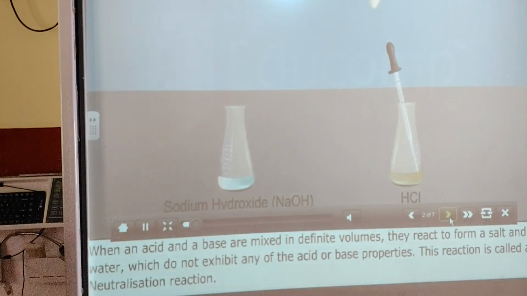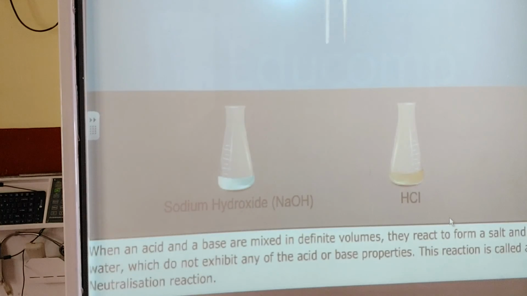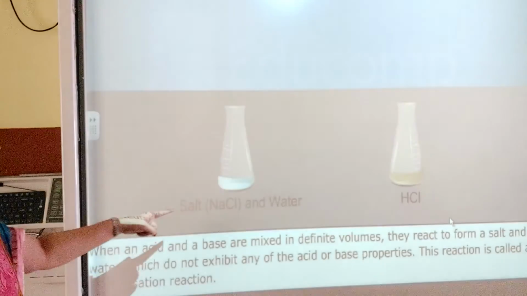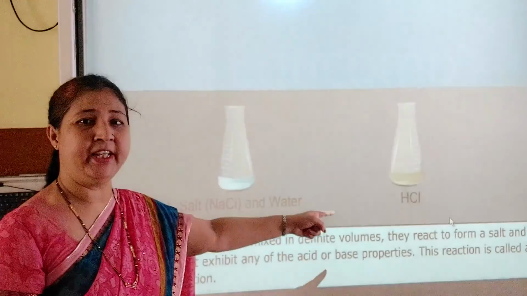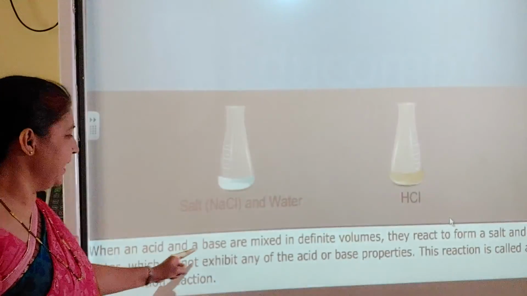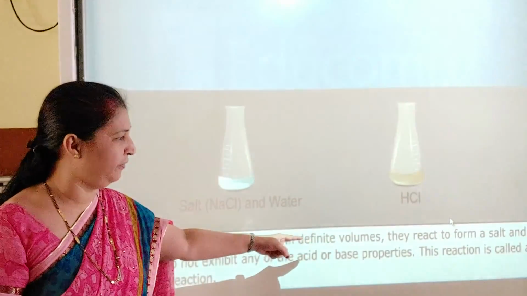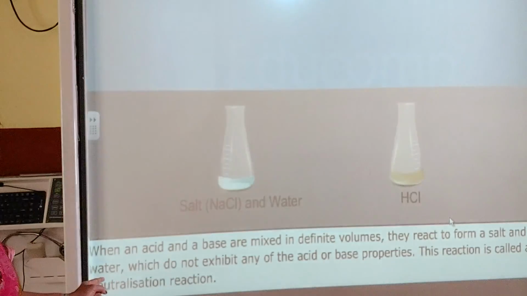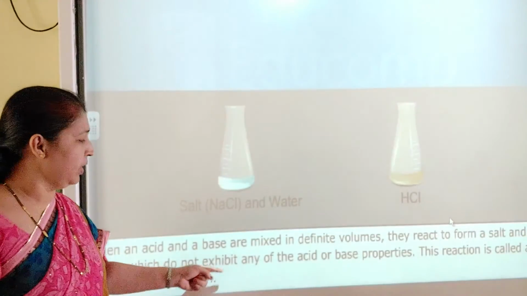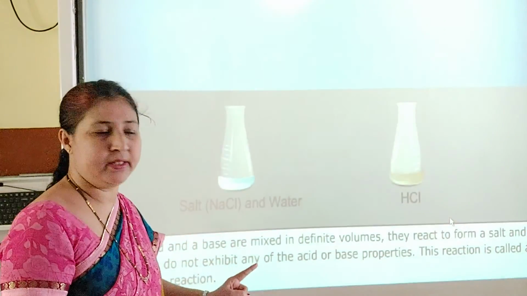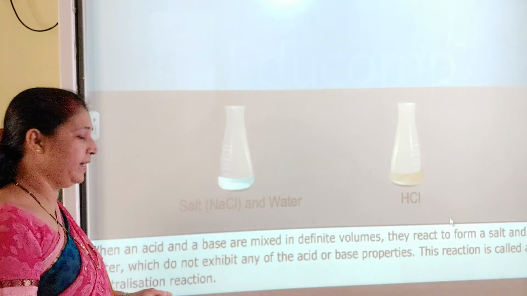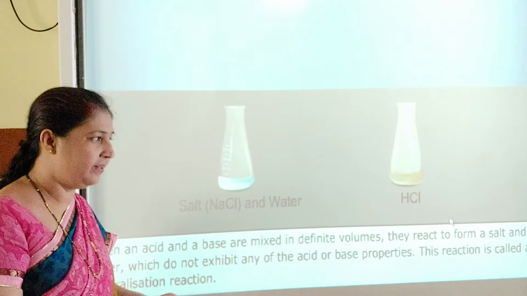When an acid and a base are mixed in definite volumes, they react to form a salt and water, which do not exhibit any of the acid or base properties. This reaction is called a neutralization reaction. Here NaOH is a base, and HCl is an acid. When they are mixed in definite volumes, they react to form salt and water, which do not show the properties of an acid or a base.